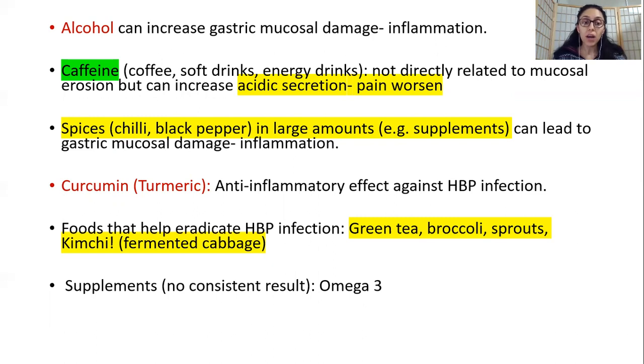All right, then you have supplements. Again, no consistent result, but as we have seen the benefits of omega-3, it is an anti-inflammatory agent. Therefore, it could be useful in, say, gastric or duodenal ulcer, which basically is an inflammatory condition.